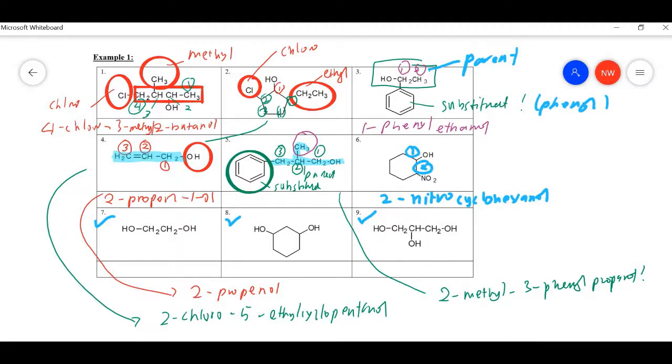Alright, untuk nombor 7, nombor 8 dan nombor 9, I nak you all buat sendiri. Tolong buat sendiri ya. Ini ada diols, mungkin cyclohexane diols. Ini pun diol, ini pun diol, ini pun triol. 7, 8, 9 I nak you completekan sendiri.